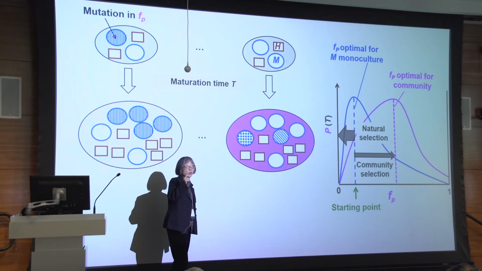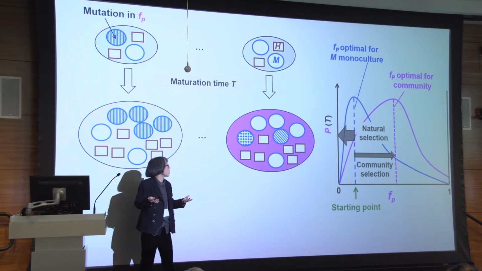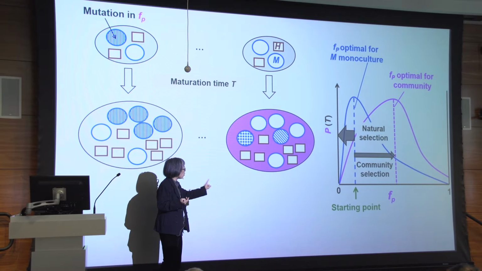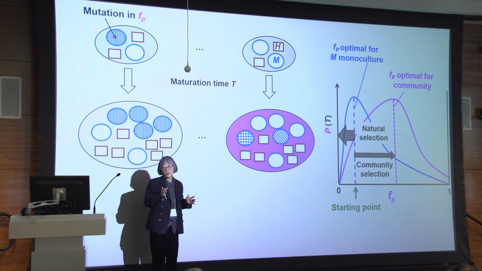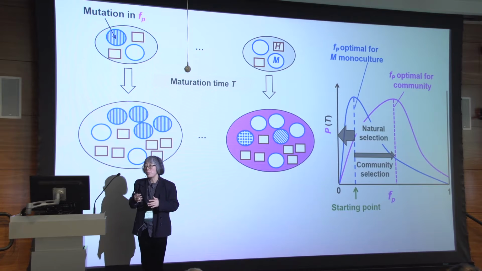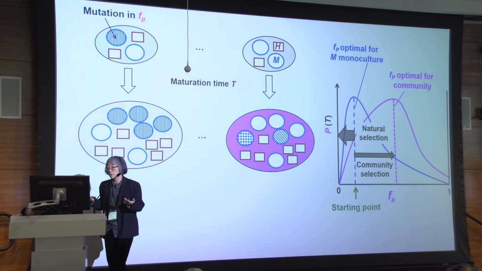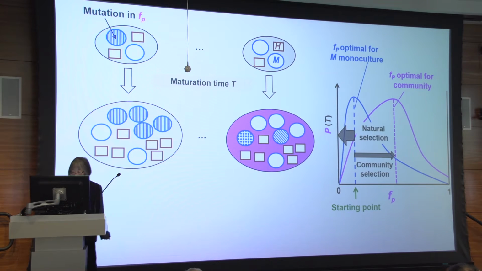Most mutations would be neutral. A small fraction would make FP equal 0. That is no product. And another small fraction of mutations will increase or decrease FP by a small amount. And this has been observed when people exhaustively studied the FP mutational landscape.